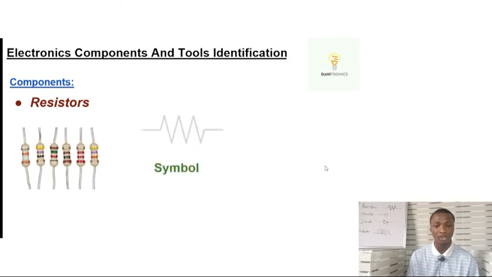The symbol of the resistor is this. So anytime you see this symbol in your circuit, you know it is a resistor. We have several kinds of resistor. This is called a fixed resistor. We have variable resistors, we have others, but for now this is what we need. As we progress in this course, I'll be introducing other kinds of resistors.